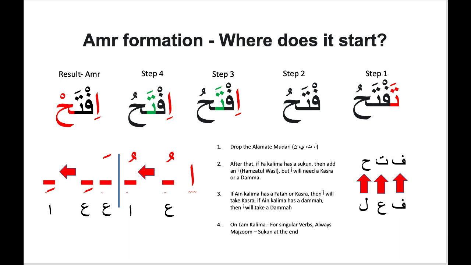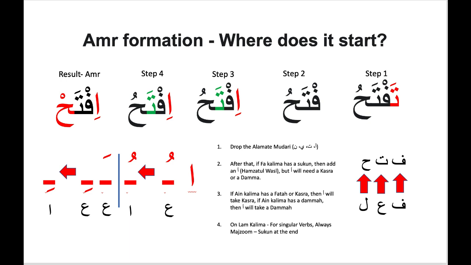So taftahu, ta is the alamat mudari, a mudari verb. To make Amr, this alamat mudari needs to be deleted. So when the ta is removed from taftahu, now we have got in step 1, fa with sukun, ta with fatha, and hu with dhamma. But a word cannot start with a letter with sukun. So this needs to be sorted.